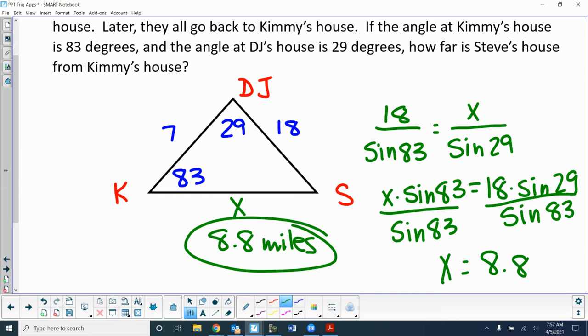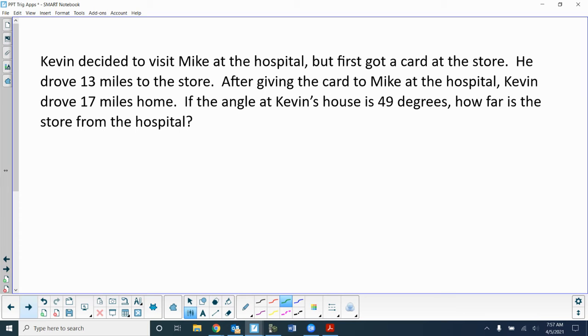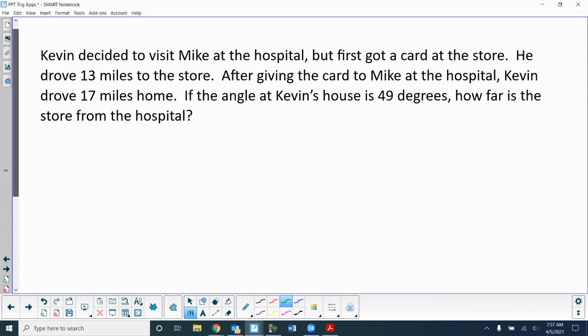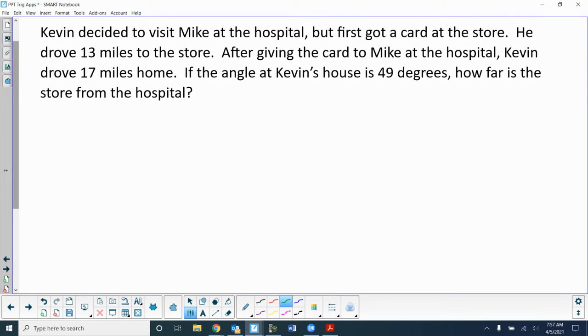All right, let's look at another example. So it says Kevin decided to visit Mike at the hospital, but first got a card at the store. He drove 13 miles to the store. After giving the card to Mike at the hospital, Kevin drove 17 miles home. The angle of Kevin's house is 49 degrees. How far is the store from the hospital?